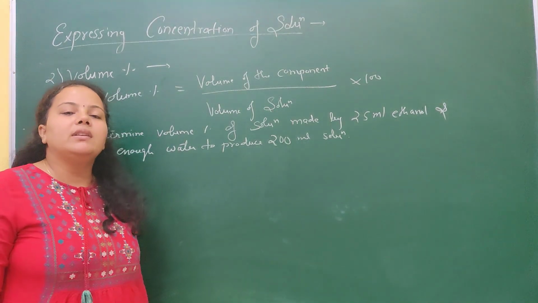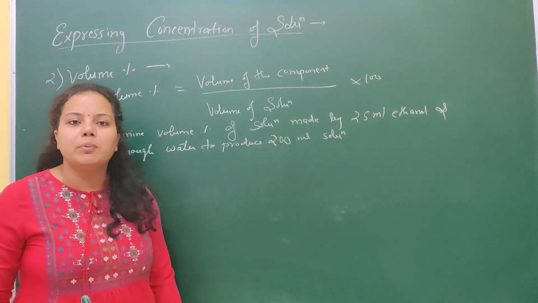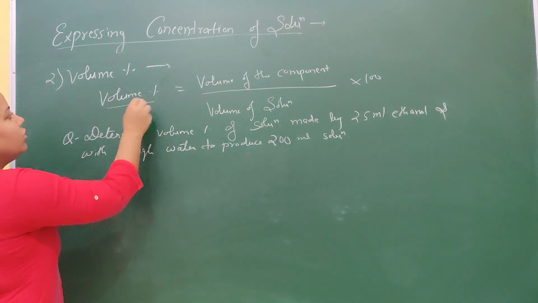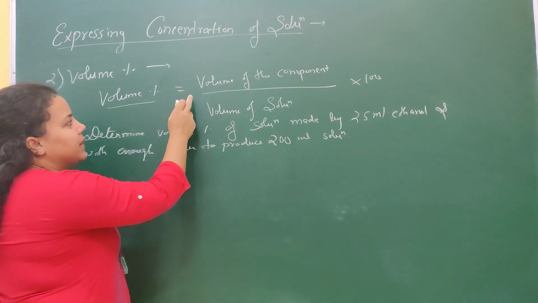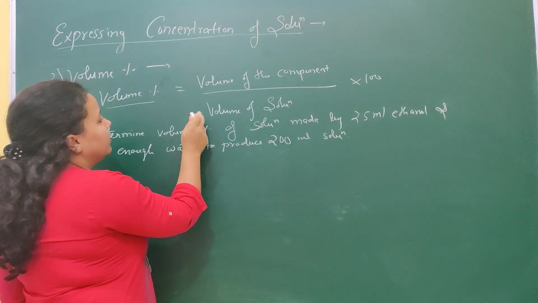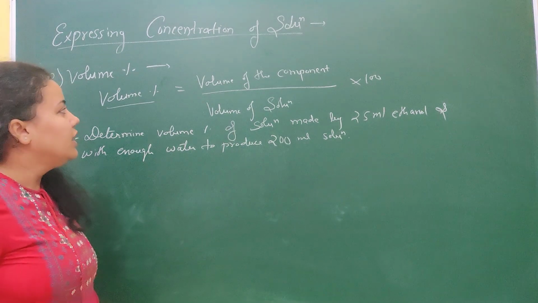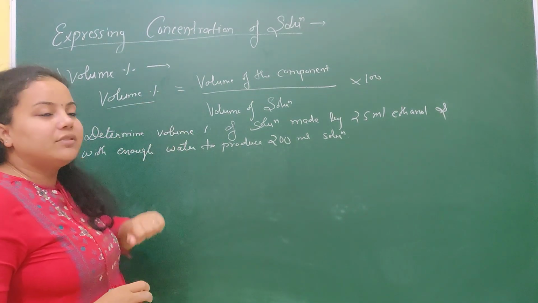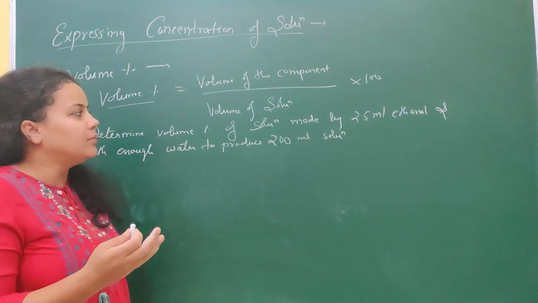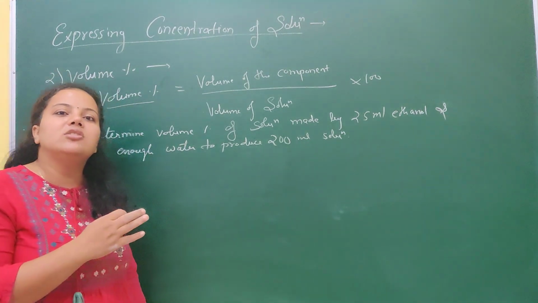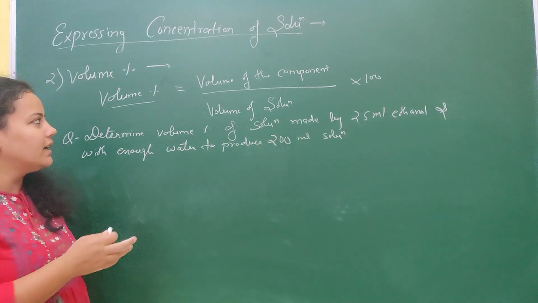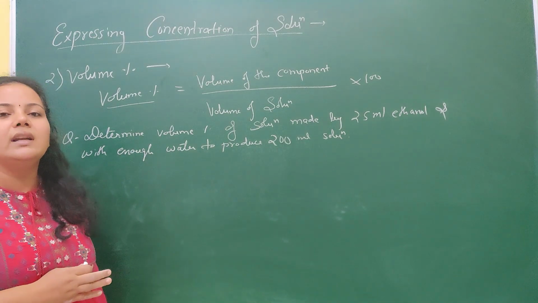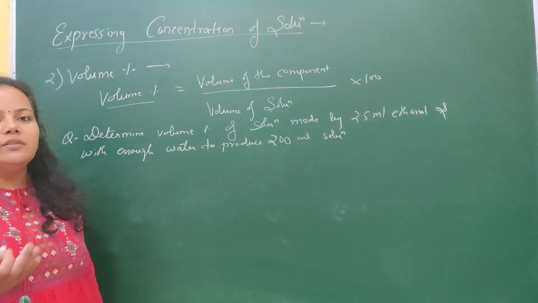Now the second important definition which expresses concentration of solution is volume percent, which is expressed by volume of component upon volume of solution into 100. There it was mass and mass, here it is volume and volume. So these are different ways of expressing. Suppose both the solute and solvent are liquid, in that case I'll be taking up this. If the components are solid and liquid, we will be expressing it differently.